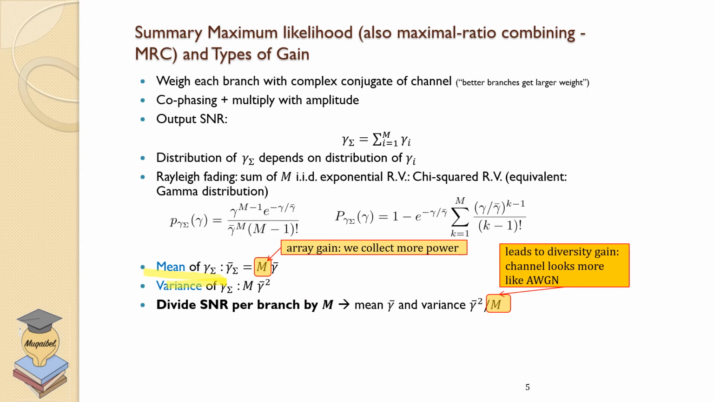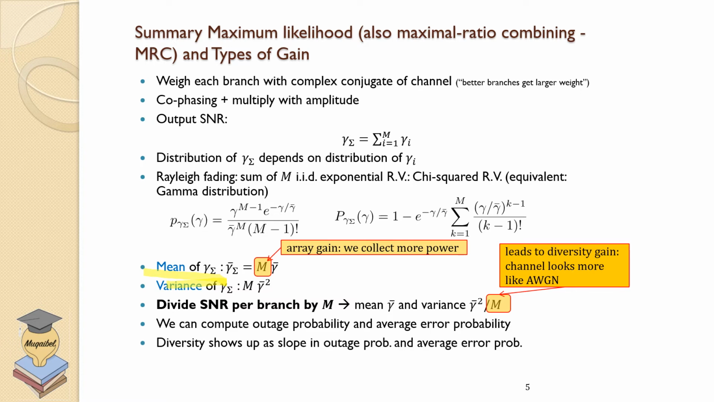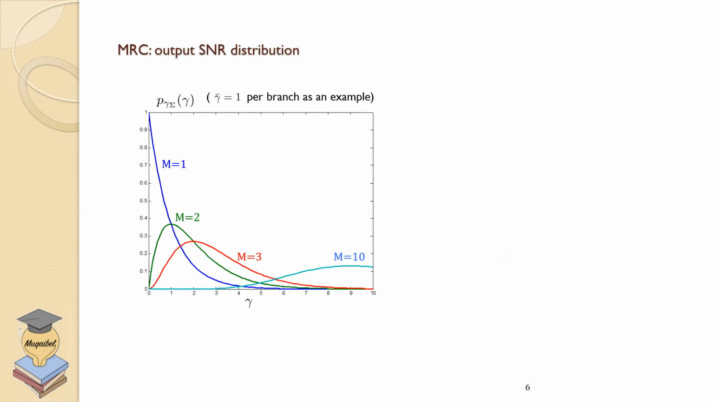So M is array gain. We collect more power, and M here is what we will get in the case of diversity gain, where the channels look like a. In the following, we'll see the performance, the output signal to noise ratio distribution, how the signal to noise ratio will look like after the maximum ratio combining.